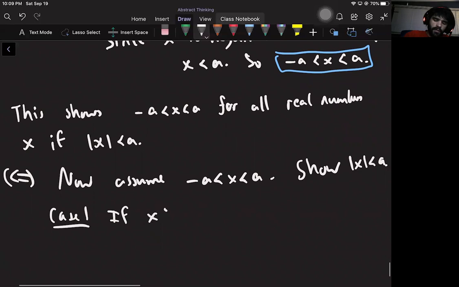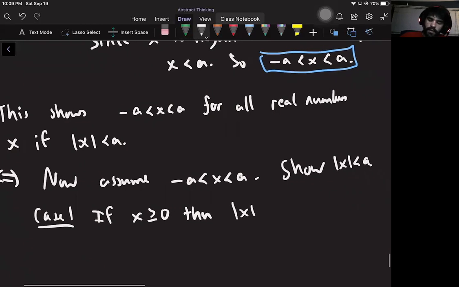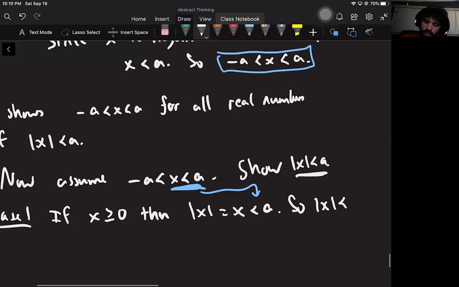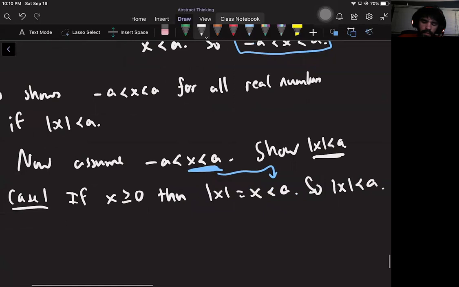If X starts off as a positive number, then the absolute value of X is equal to X automatically. But guess what? We already assumed X is less than A. So that's why I can just say this immediately. And so I've shown this because I'm just getting rid of the middle part. I'm just substituting X with the absolute value of X.